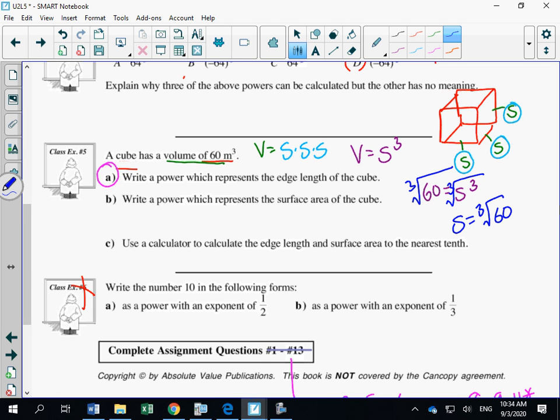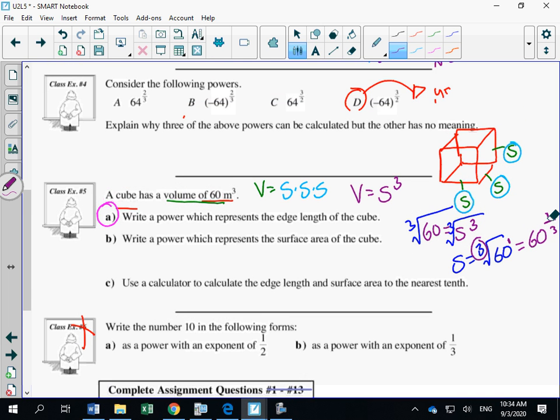Now, A, I don't really like, because what A says is write a power which represents the edge length of the cube. So they want this written not with our radical. I'm going to be teaching you that in the next lesson, but I'll show you here. How I would do that is I'm going in reverse of flower power. Roots go below ground, and my power is invisible. It's a 1. So the third root of 60 to the power of 1 is the same thing as 60 to the 1 over 3.